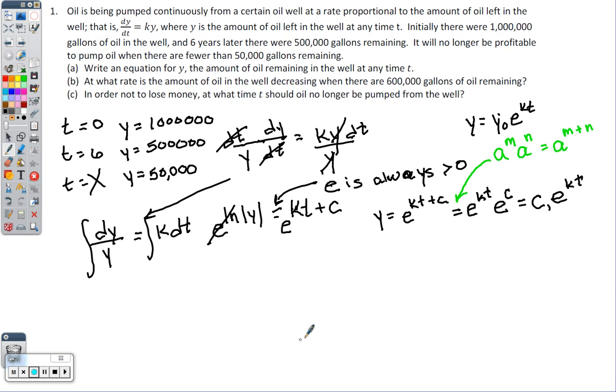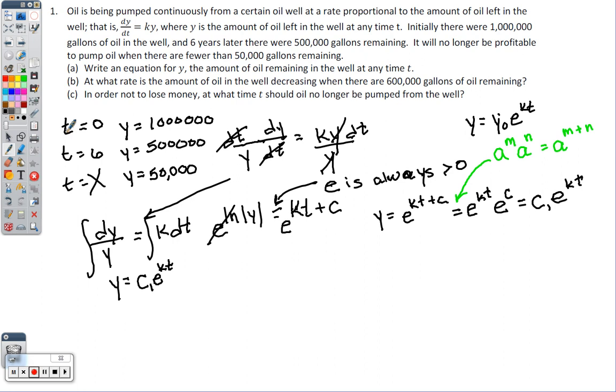Right? And so there's our function. It's kind of way back here, right? So I've got that y equals c1 e to the kt. But I'm not quite done yet, right? I need to figure out what c1 is. And I need to figure out what k is.